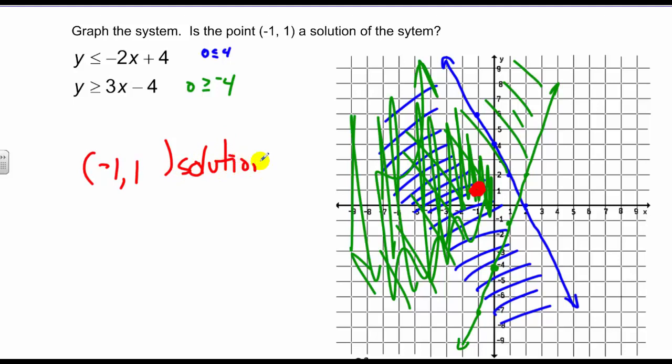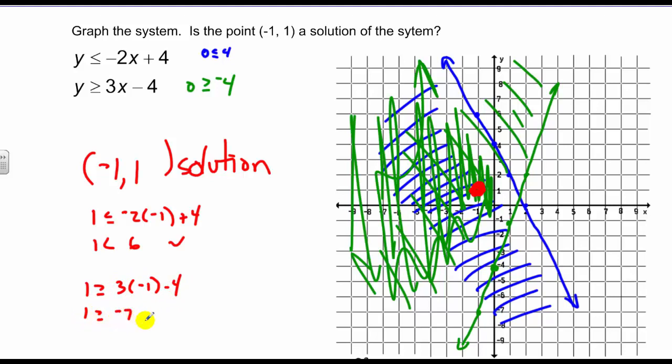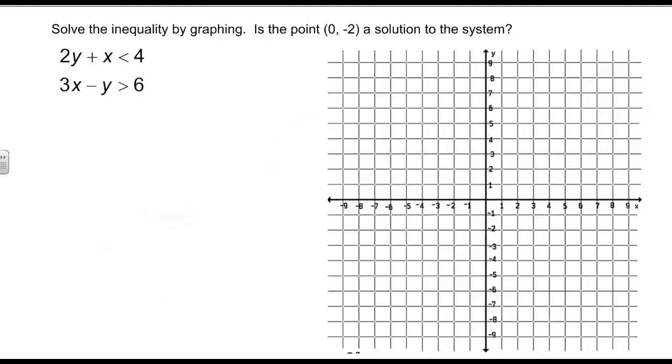And if you didn't know that otherwise by looking at the graph, you could actually plug that point in and see if it solves both. Let's just do that for the heck of it. I have 1 is less than negative 2 times negative 1 plus 4. So that's 1 is less than 6, which is true. And then 1 is greater than or equal to 3 times negative 1 minus 4. So is 1 greater than or equal to negative 7, and that's true. So it works.